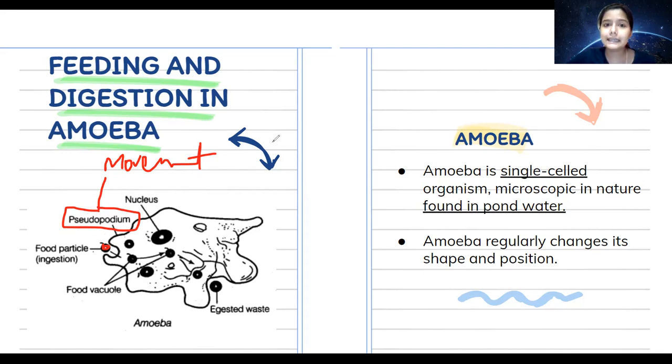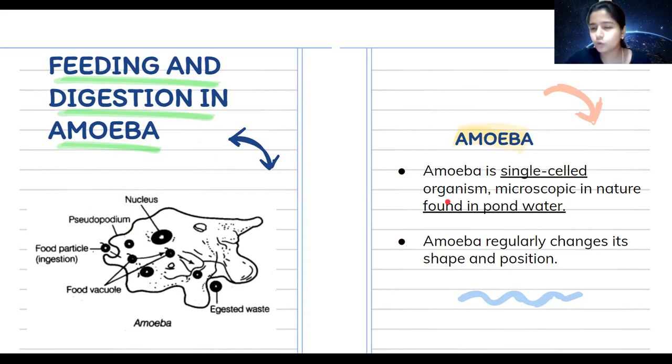So the unused food is expelled out of the body again by the same process. The same way it took in the food, it will expel the food which is not used by the body through pseudopodia only. All right. So now in amoeba, we know that it's a single-celled organism.